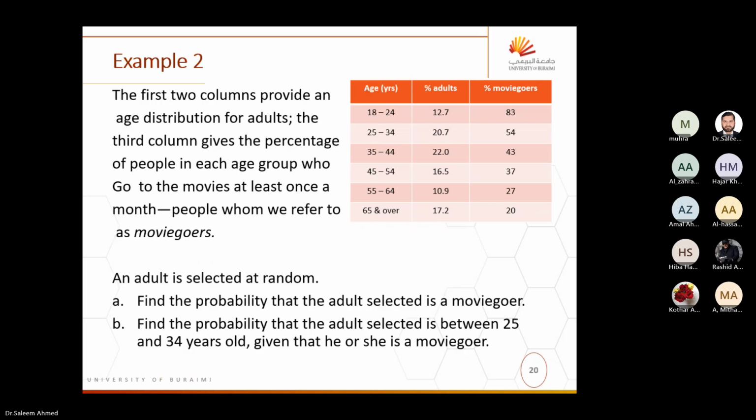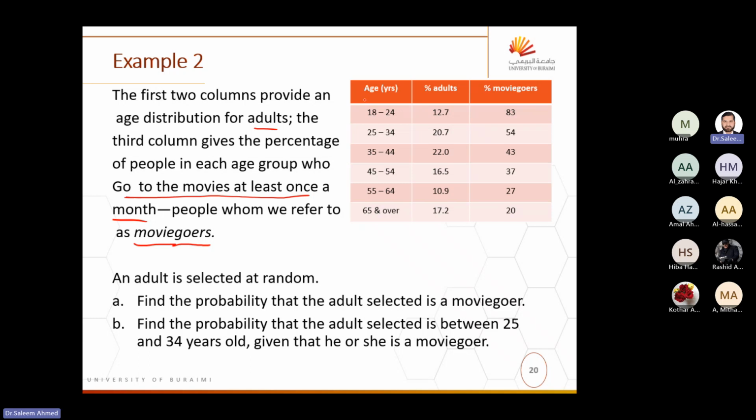The example says the first two columns provide an age distribution for adults. Adults are above 18 years. The third column gives the percentage of the people in each age group who go to the movies at least once a month. They call them moviegoers. So someone will be called a moviegoer if he watches movies at least once a month. If you go after 2-3 months and watch a movie, you will not be called a moviegoer.